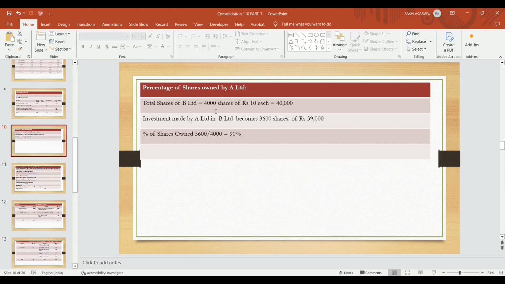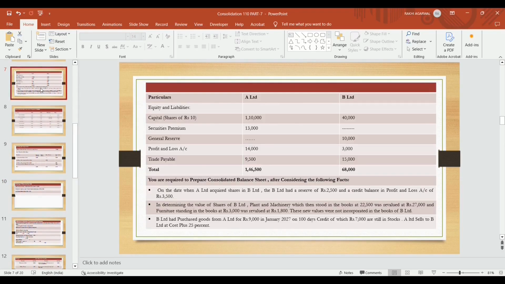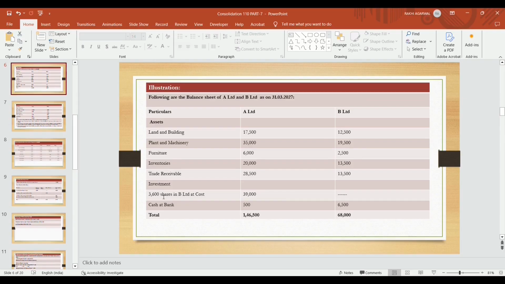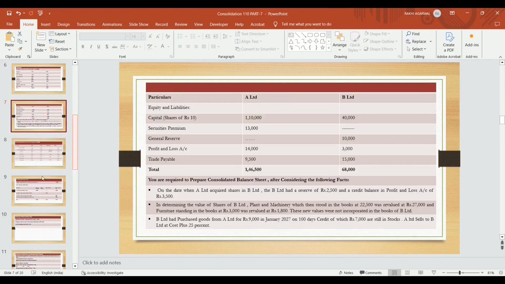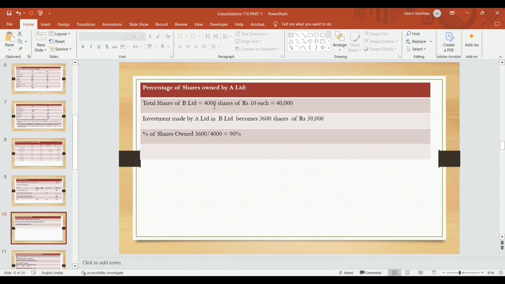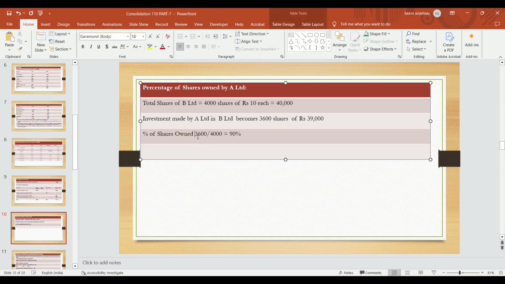Now, how much share of B Limited is held by A Limited? That is 3,600 shares of B Limited at a cost of rupees 39,000. How many shares are there in the books of B Limited? That is 4,000 shares. So the total share of B Limited is 4,000 shares of 10, that is 40,000. Investment made by A Limited in B Limited is 3,600 shares at rupees 39,000. So the percentage of shares owned by A Limited is 3,600 divided by 4,000, which becomes 90%. So a 90% stake is held by A Limited in the books of B Limited.